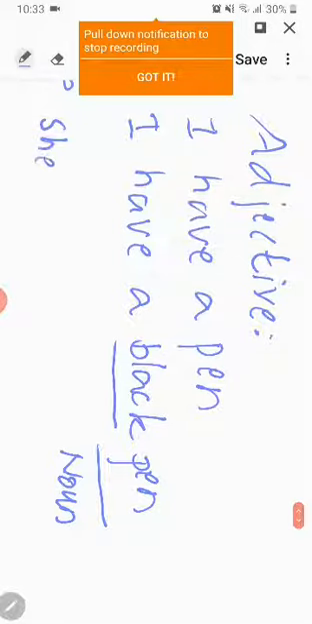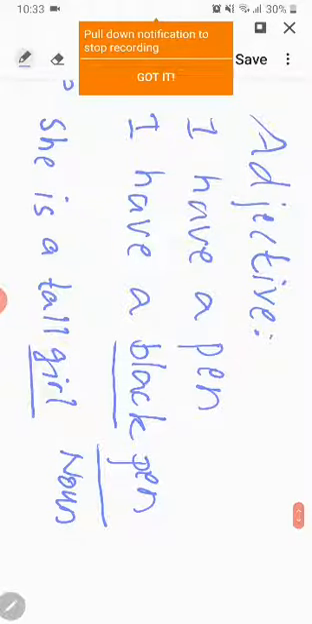She is a tall girl. In this sentence, girl is a noun and tall is an adjective. Tall is an adjective because the word tall is describing that the girl is tall.